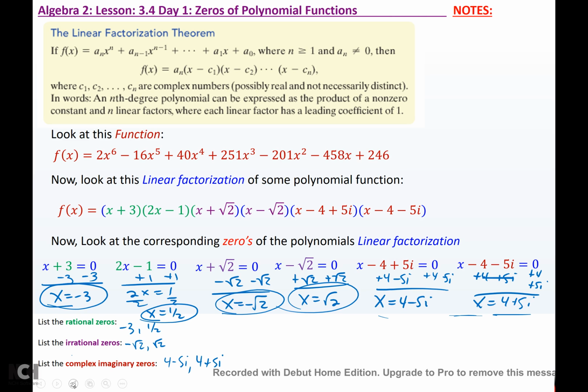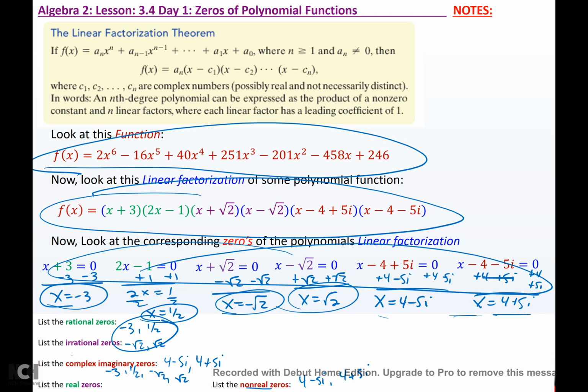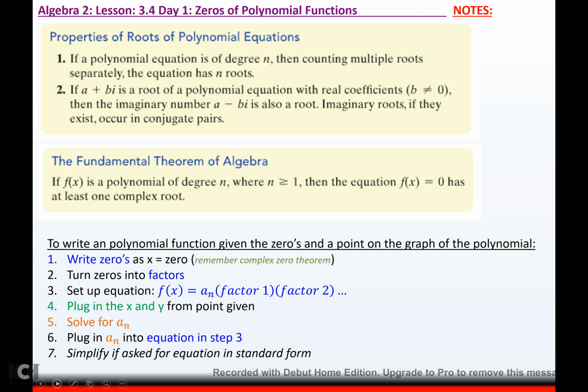Now, it wants to know which ones are real. The real ones are the rational and the irrational. So my real ones are negative 3, 1/2, negative square root of 2, positive square root of 2. And the non-reals are the ones with i's in them. Okay? So do you see how you go from a function to factors to zeros? Because we can also go backwards. We can start with zeros and then go back to factors and then multiply them together to get the function. Okay? We're going to be doing a little of both of that.